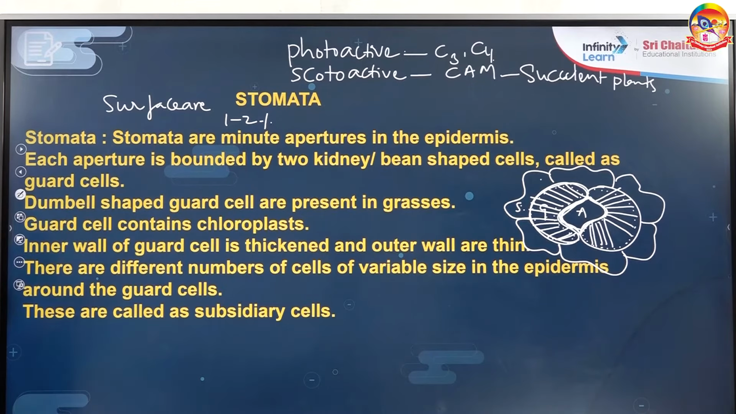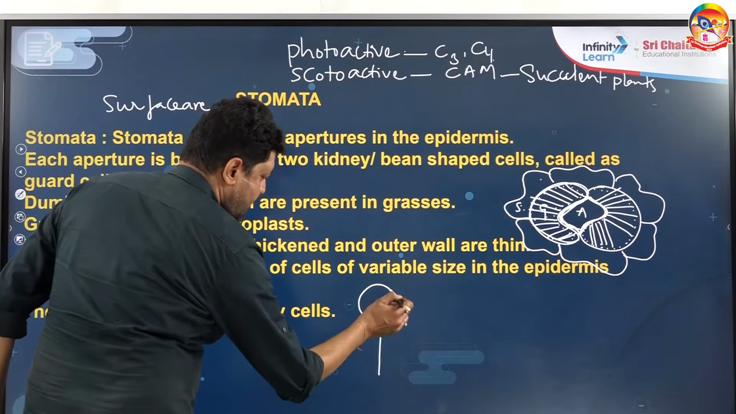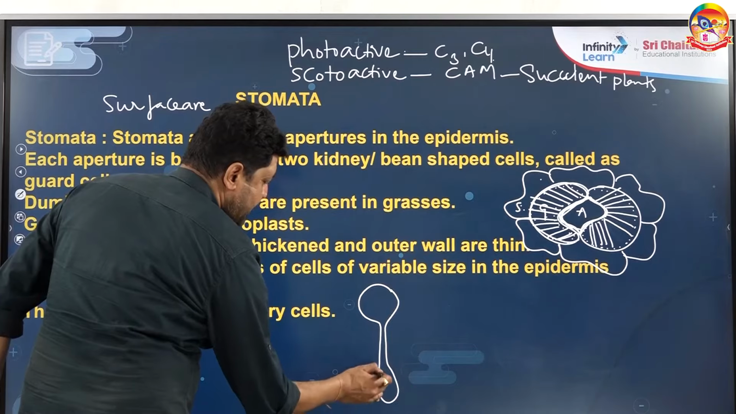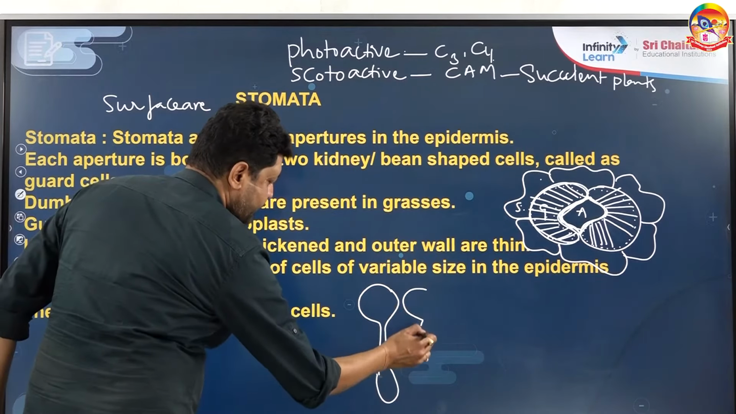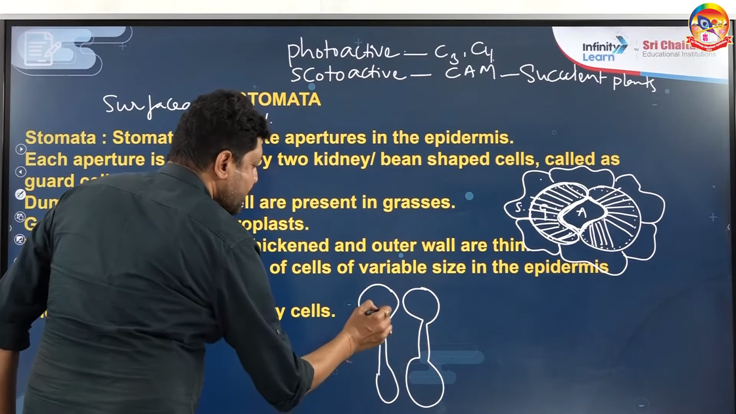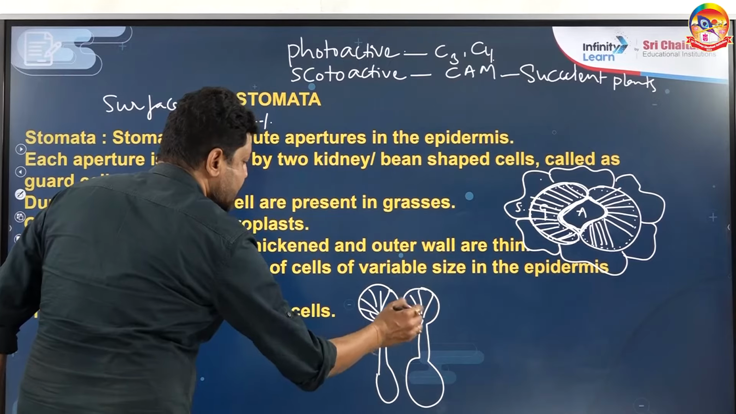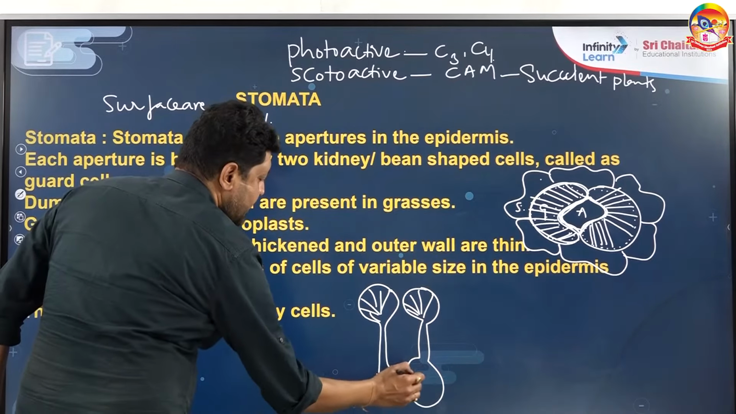Dumbbell shaped guard cells are present in grasses. In grasses, the guard cells are nothing but dumbbell shaped. Okay. So dumbbell shaped guard cells are there. Was it clear?